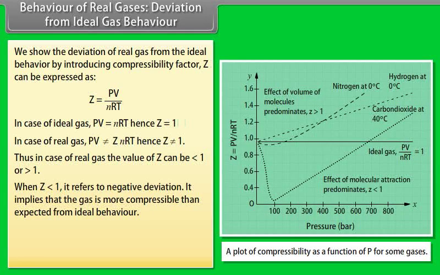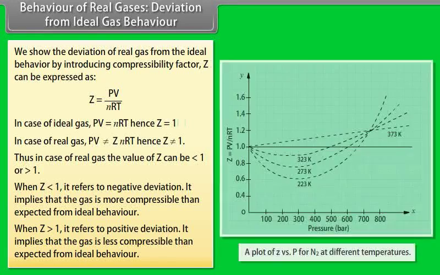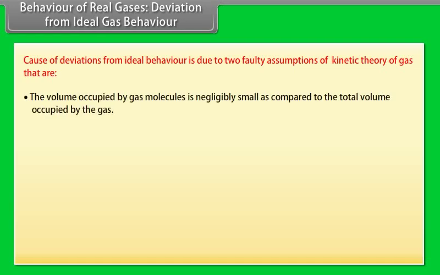When Z is less than 1, it refers to negative deviation. It implies that the gas is more compressible than expected from ideal behavior. When Z is greater than 1, it refers to positive deviation. It implies that the gas is less compressible than expected from ideal behavior. The cause of deviations from ideal behavior is due to two faulty assumptions of kinetic theory of gas, that are, the volume occupied by gas molecules is negligibly small as compared to the total volume occupied by the gas. The forces of attraction between gas molecules are negligible.